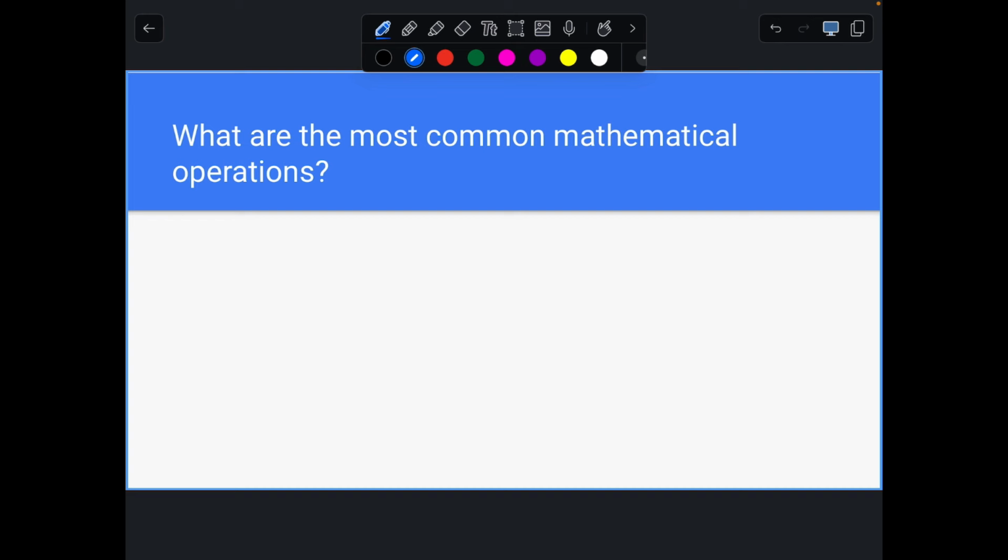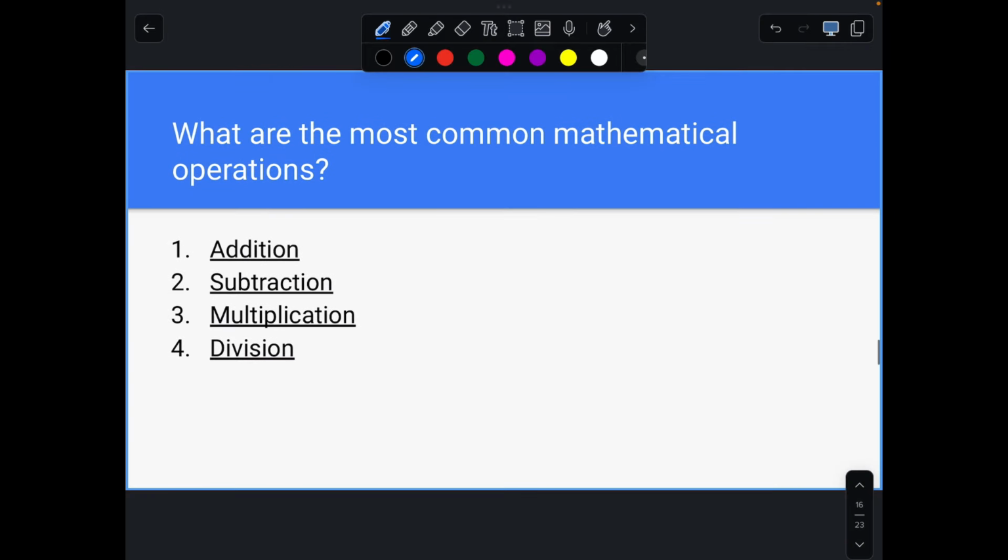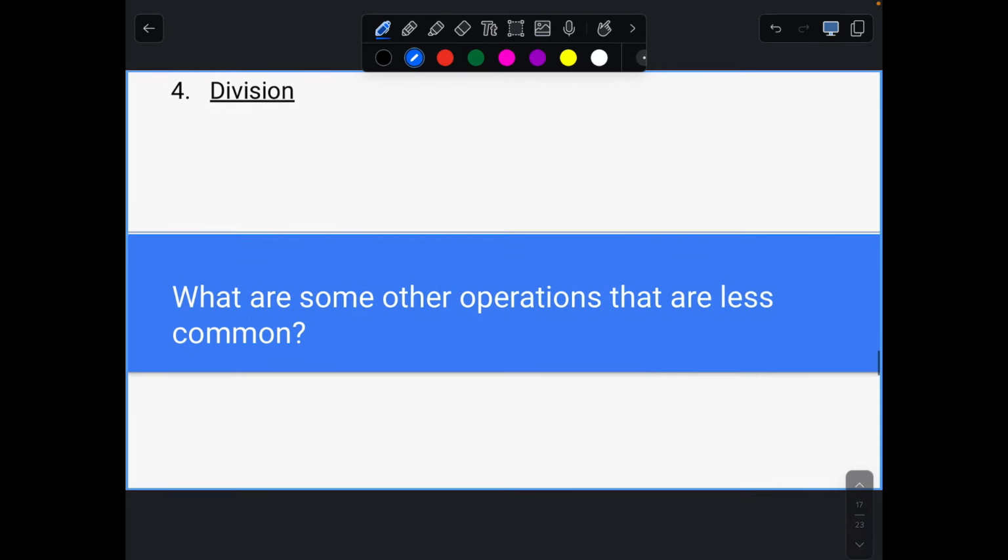Okay, so I want you to think, what are the most common mathematical operations? Go ahead and pause the video and think, what are the most common types of math that we do? If you unpaused, right, the 4 major most common mathematical operations are addition, subtraction, multiplication, and division.